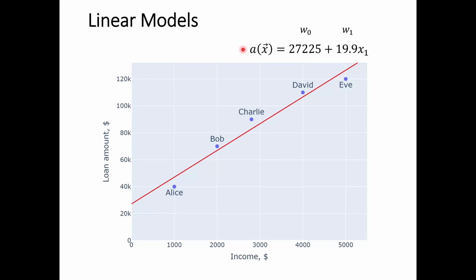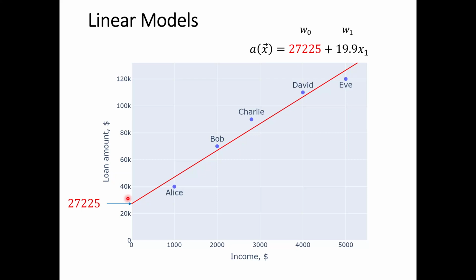Let's look at what the actual parameter values of the model might be in our case. For the model shown in the illustration, W0 is 27,225 and W1 is 19.9. How exactly these values were obtained, we will learn later when we study model training.